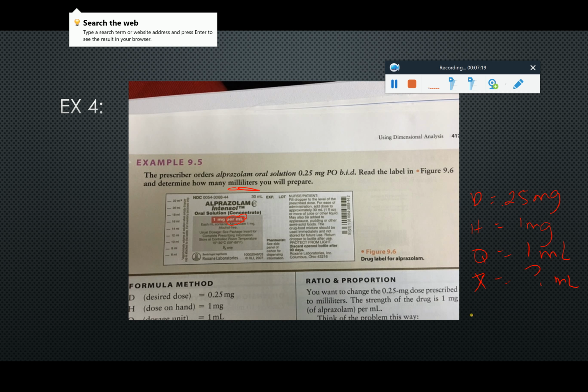So it would be 0.25 milligrams. We want to get rid of milligrams, so they go on the bottom, and we're converting to milliliters. And it's 1 milligram to 1 milliliter. So your answer is going to be 0.25 milliliters, PO BID.